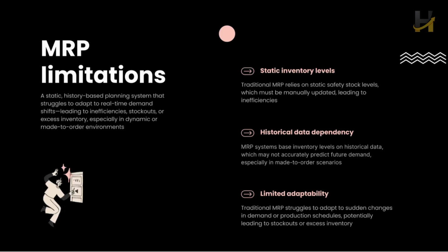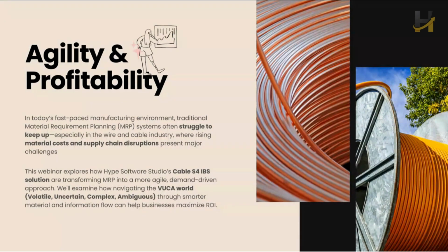So what are the limitations of the traditional MRP processes? The traditional MRP relies on static safety stock levels, as I mentioned before, and they have to be manually updated, and it leads to a lot of inefficiencies. There is a dependency on historical data, and this data, if not updated, can lead to inaccurate prediction of the future demand. And thirdly, it does not adapt to the current agile environments that businesses are operating in today. So what happens as a result of these inefficiencies? The businesses lack agility and profitability declines.